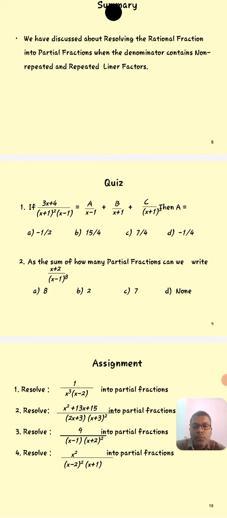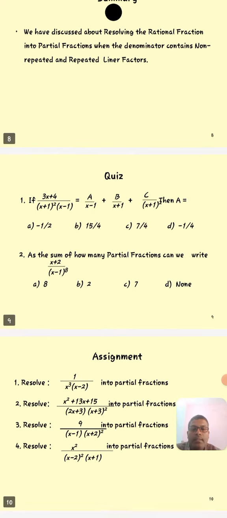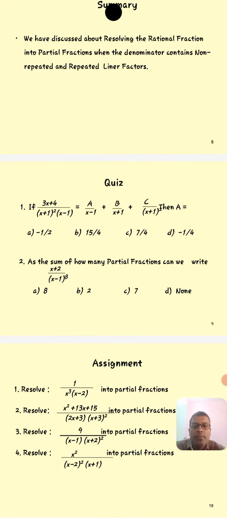You observe these 4 problems use the same method. You have to follow: one repeated linear factor, another one non-repeated linear factor, then write the partial fraction format, then find out the solution. Okay. Today we discussed repeated and non-repeated linear factor problems, how to resolve into partial fractions. Are you clear? In the next class we discuss how to resolve irreducible quadratic factors.